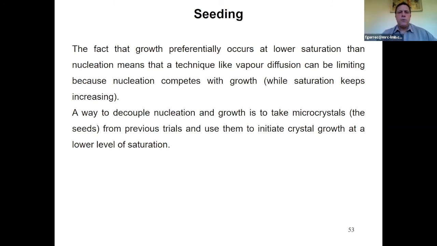So a way to decouple nucleation and growth is to take microcrystals, which will be the seeds, from your previous trials, and use them to initiate crystal growth at a lower level of saturation. So we transfer your initial microcrystals that occurred in some experiments into other plates, other drops, where you start with a lower level of saturation, and hopefully this will optimize the growth of your crystals.